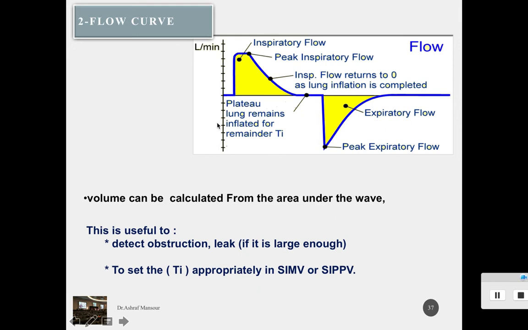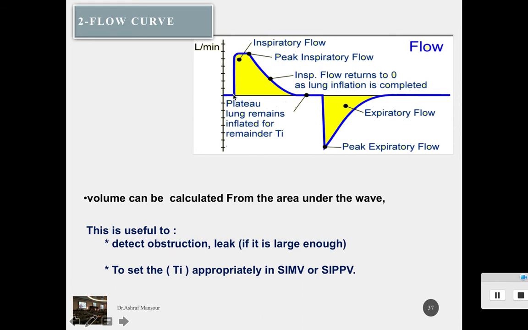which shows you the flow during inspiration and then during expiration. And in between there is a plateau. This is drawn by my hand, so you'll find here the plateau looks big, looks long, but usually it is smaller than that. But here is the inspiratory flow, here is the expiratory flow, and the area under the inspiratory flow here is considered to be the tidal volume during inspiration, and here is the expiratory flow, and they must be equal, otherwise there is a leak or air trap.